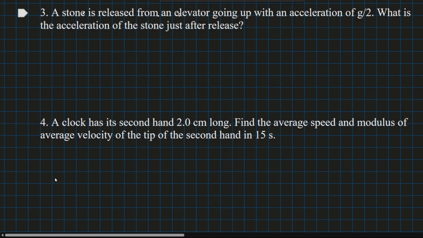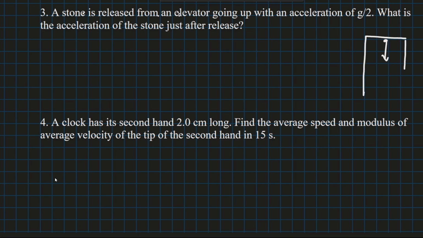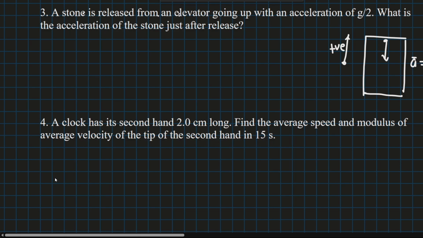A stone is released from an elevator going up with an acceleration of g by 2. So if we take above as positive, it will be positive acceleration. What is the acceleration of the stone just after release? We need to find the acceleration of the stone. Acceleration of the lift is given.